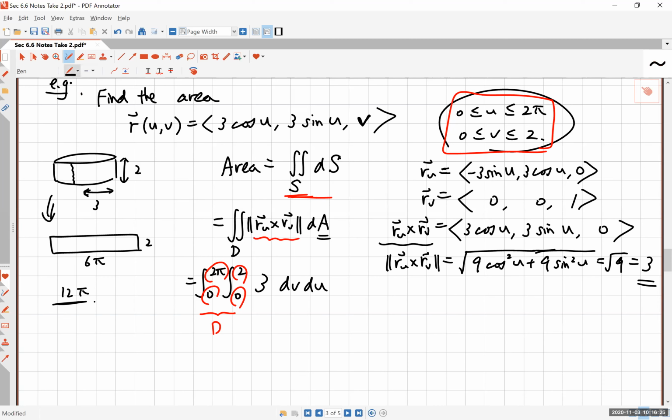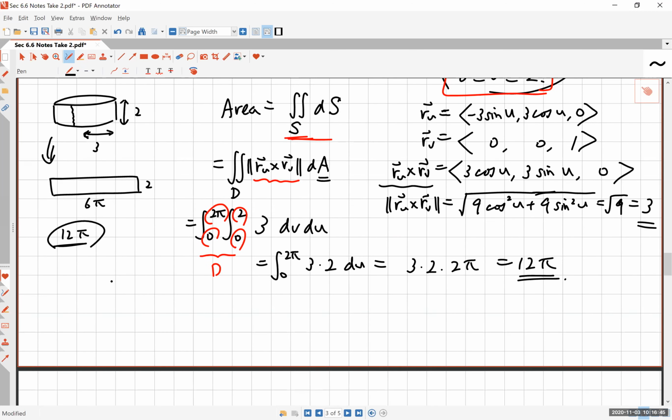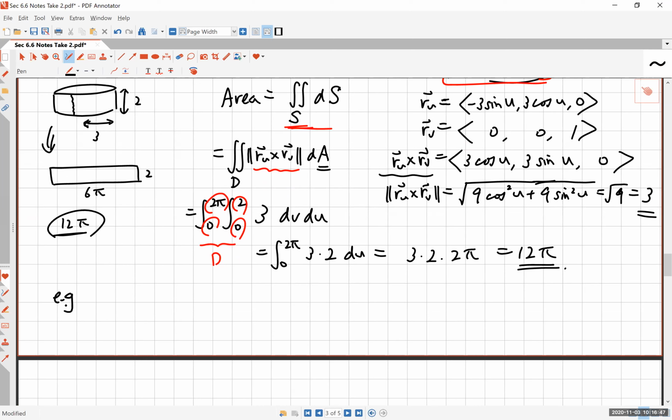Everything else here is easy. This is just the integral from 0 to 2 pi of 3 times 2, because there's nothing to integrate, you just get 2. And then this is 3 times 2 times 2 pi. And of course, the answer is 12 pi, as we expected. So that's how you find the area. Let's go to the next example.